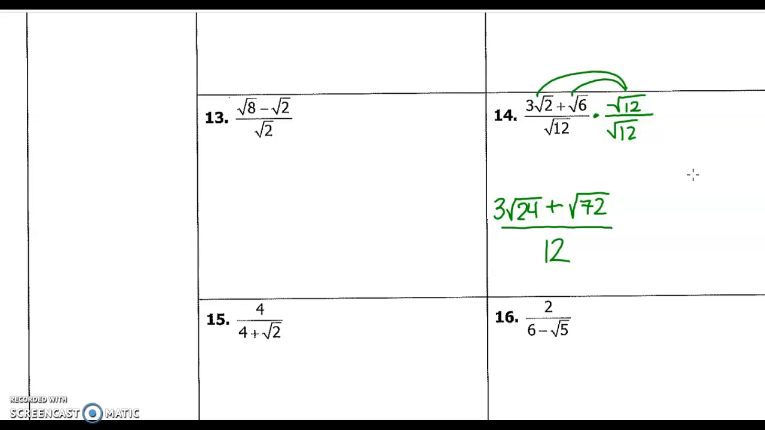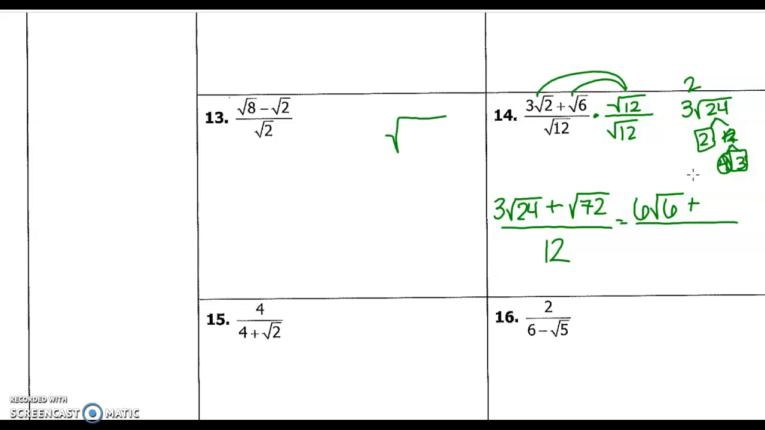So I'm going to just go up here and do it. So I have 3 radical 24. So I'm going to go 2 and 12. 12 is 4 and 3. So I can bring out square root of 4 is 2. 2 and 3 are stuck. So that's going to be 6. So outside 3 times 2 is 6. Radical inside 2 times 3 is 6. So I'm at 6 radical 6 plus, I have to do radical 72.